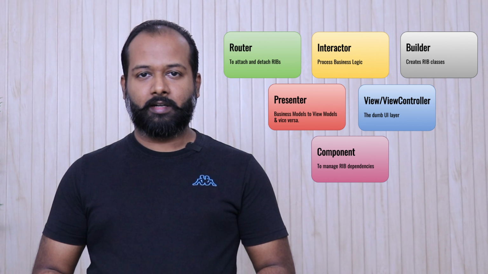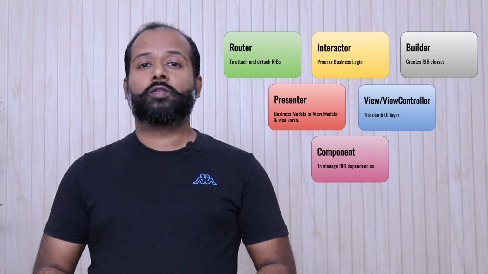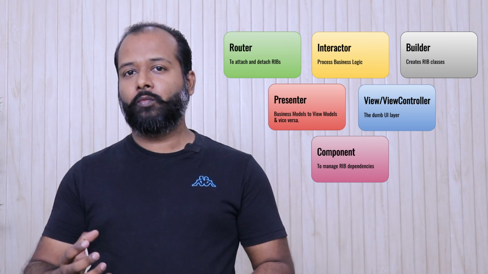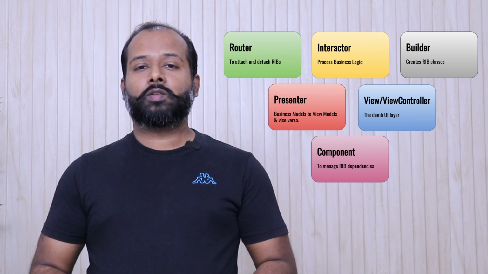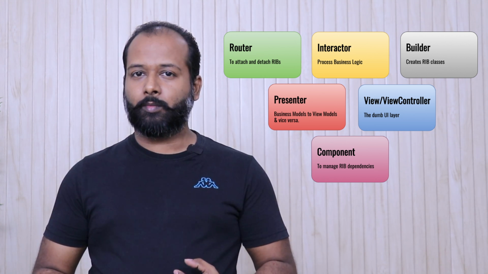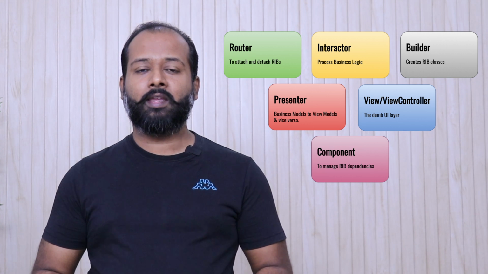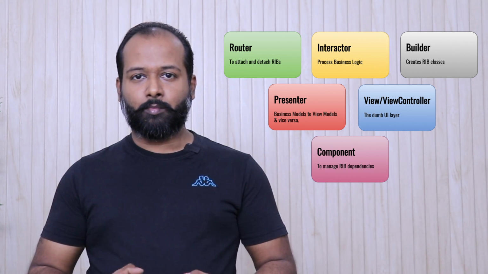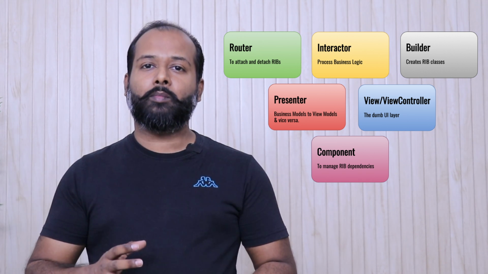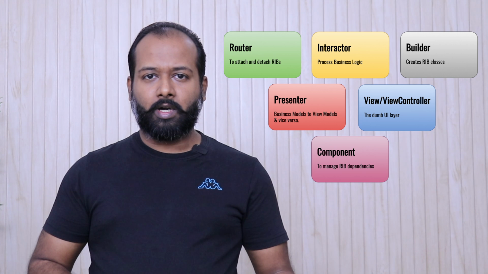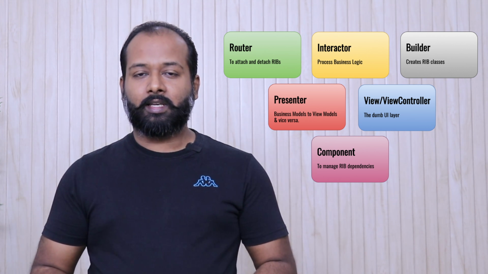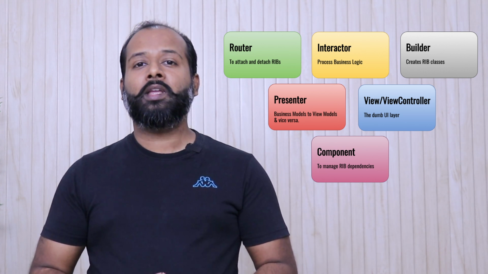The other three parts are presenter, view controller, and component. The presenter is basically responsible for converting your business model into your view models and vice versa. So if in your application there is a requirement where you are getting data from your web services or from your API, and then you are converting it into models, but to display it in a particular view layer you need to do some modification. That means you need to convert your data model or your business model into a view model. So that responsibility goes to the presenter layer.